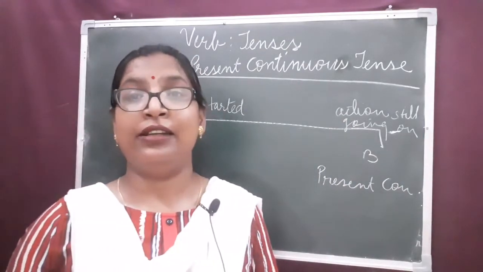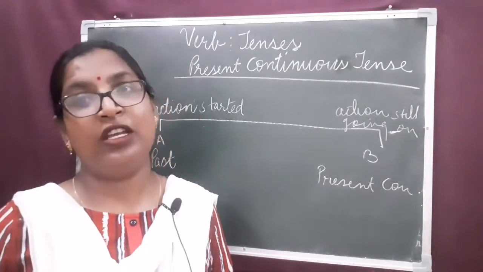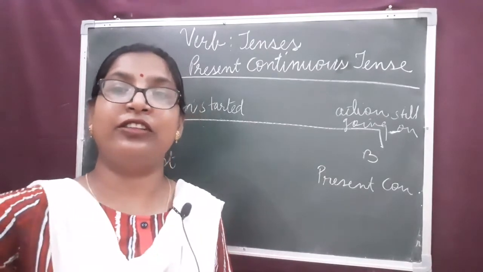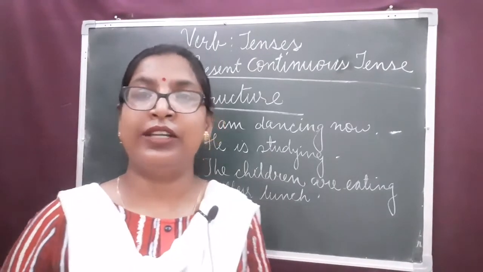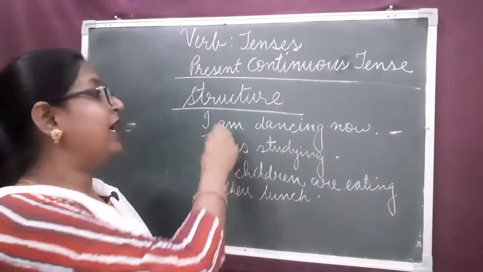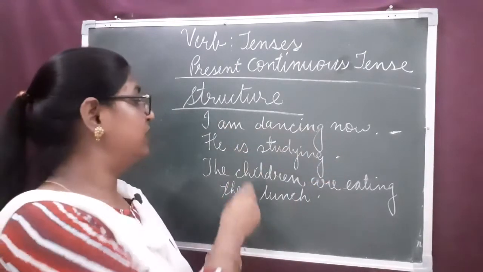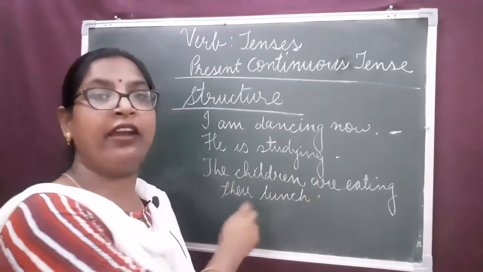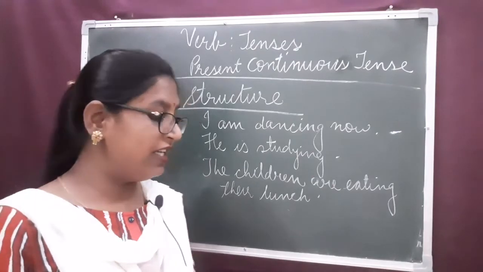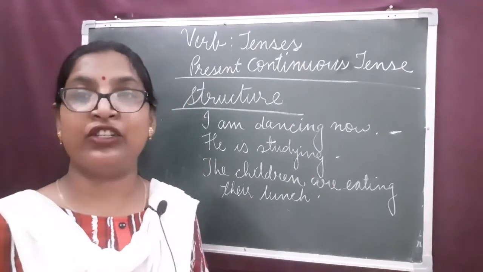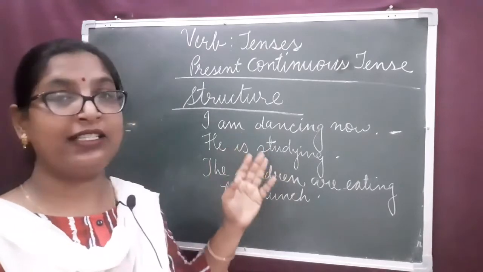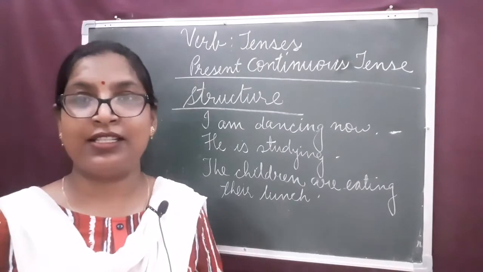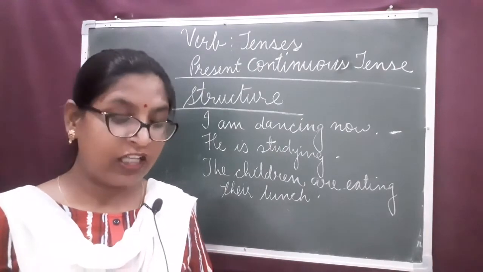Now, dear children, let us see the structure of present continuous tense. How to frame the sentences in present continuous tense. Now, look at these examples, dear children. I am dancing now. He is studying. The children are eating their lunch. All these sentences are in the present continuous tense. All these sentences tell us that the action is in continuation. Action is still continuing at the time of speaking.